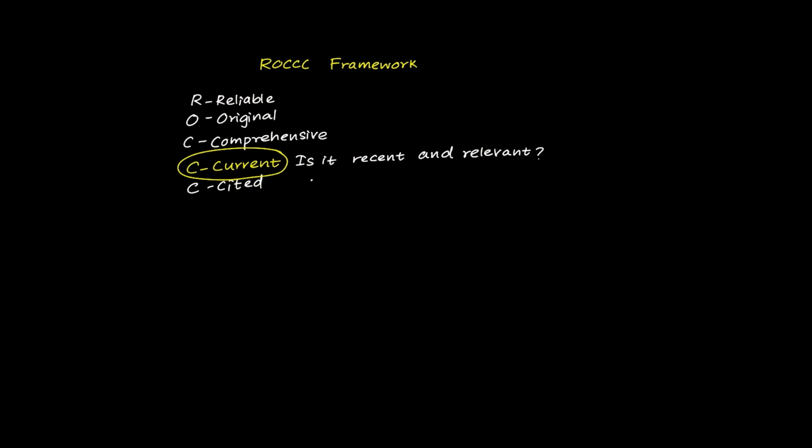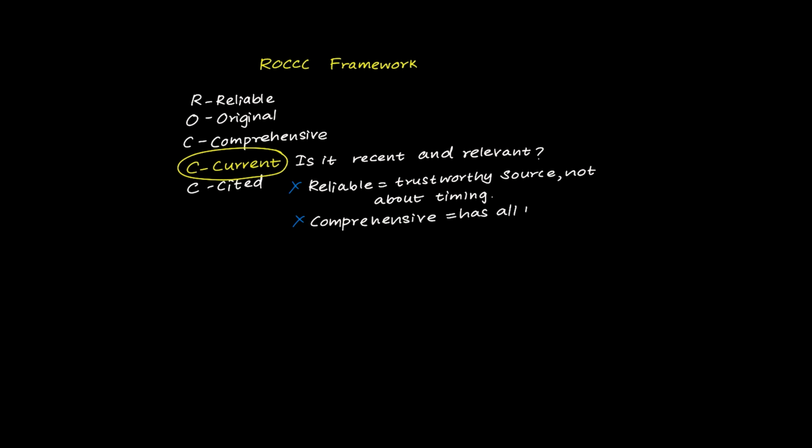Reliable checks whether the source itself is trustworthy and accurate overall. That's about the source's reputation, not when the data was collected. Comprehensive asks whether the data contains all the critical information you need to answer your question. Recency is a separate concern from completeness. Cited is about credibility: who created the dataset, what organization they belong to, and when it was last refreshed. It's about provenance, not timeliness.